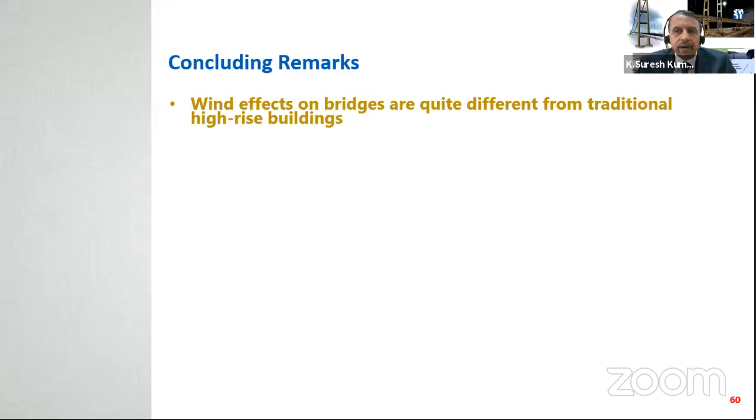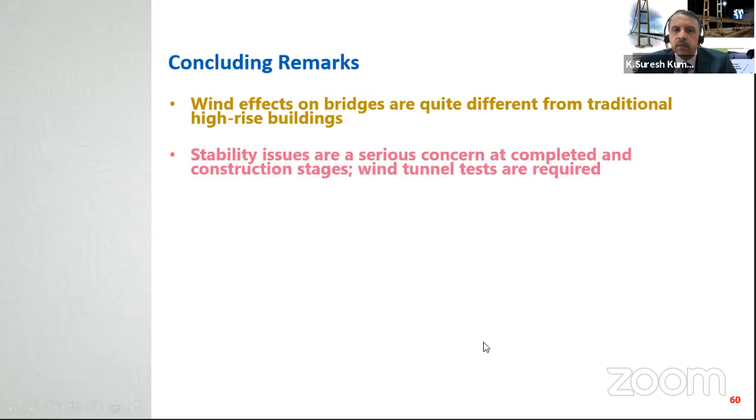But those are not unstable motions, okay? Because we are talking about huge mass. Unless your structure is like a spire or something, a very thin, slender structure, that can get into instability. It can get into galloping, it can get into flutter, depending on the type of structure. But typical high-rise buildings will never get into that region. But bridges are not like that. Bridges can easily get into trouble because of the way they are designed, and they are lightweight, and gravity is not an advantage for a bridge. So stability issues are a serious concern at completed and construction stages.